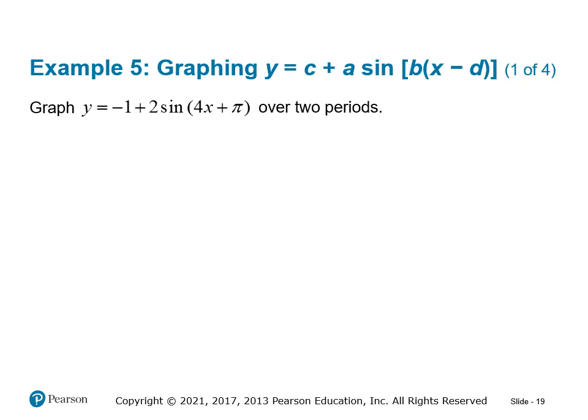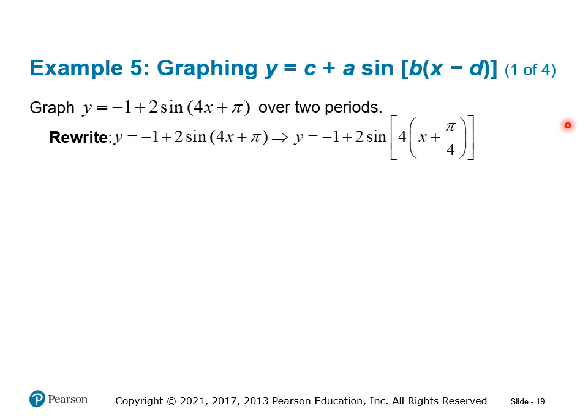All right, so let's look at something that combines everything. So we have y equals -1 plus 2 sine of the quantity 4x plus pi. Again, we don't have x alone here, so we know we have to rewrite this. We also don't have a minus d, we have a plus, so we might want to rewrite that as well.